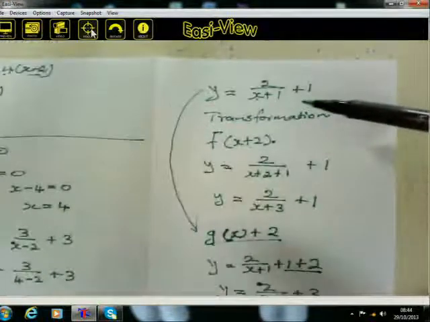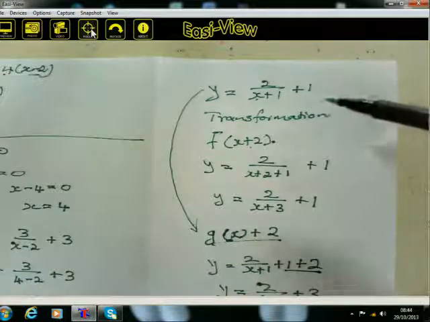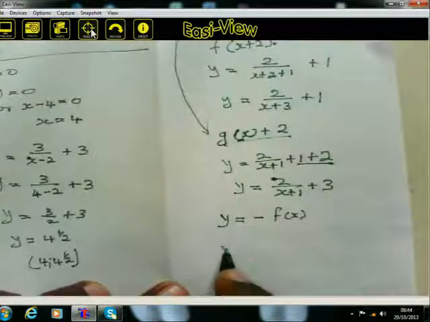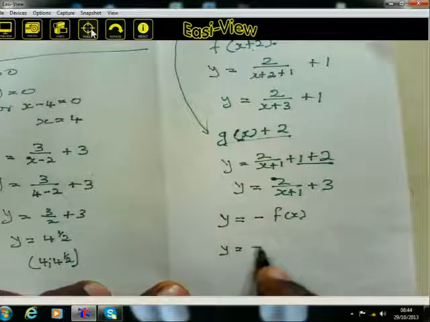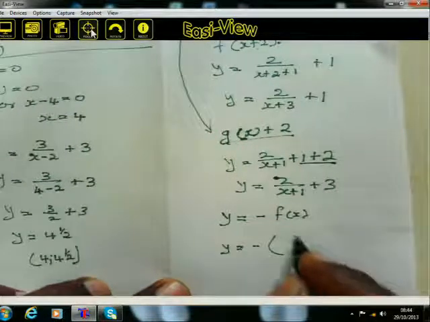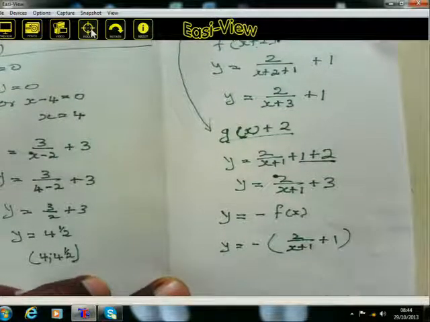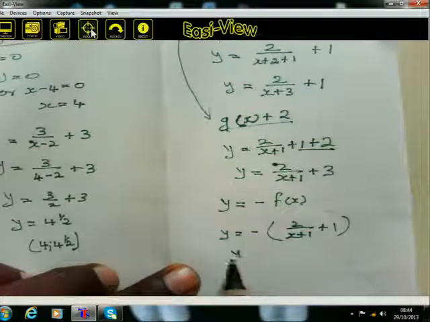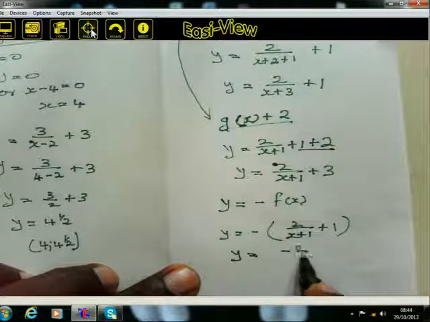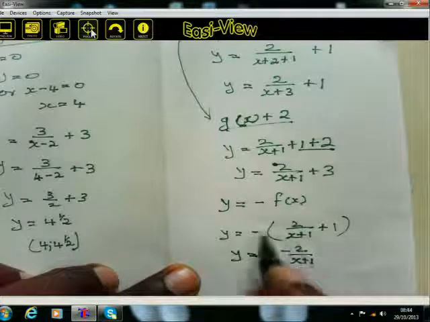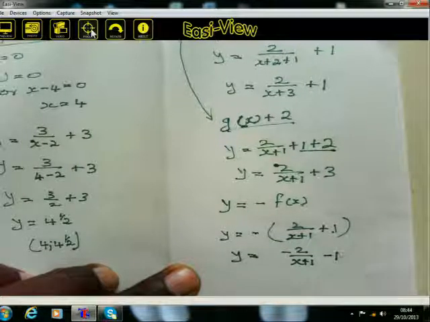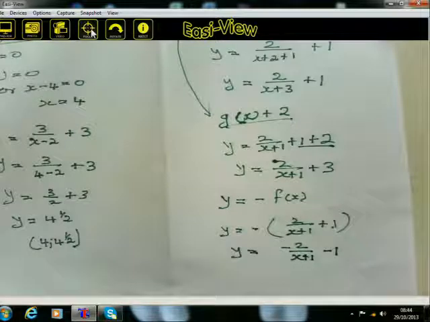We are working on the same equation. We have to multiply by negative, meaning y is equals to negative inside the bracket 2 over x plus 1 plus 1, which is y is equals to minus 2 over x plus 1 minus 1. Do you see the difference? Great. It's very important to realize these slight differences.